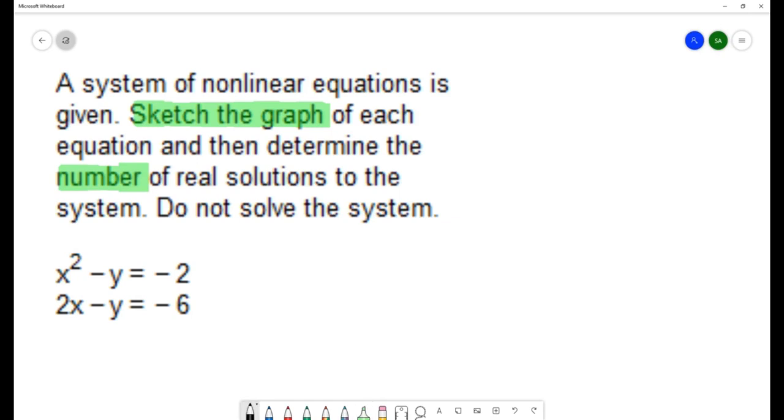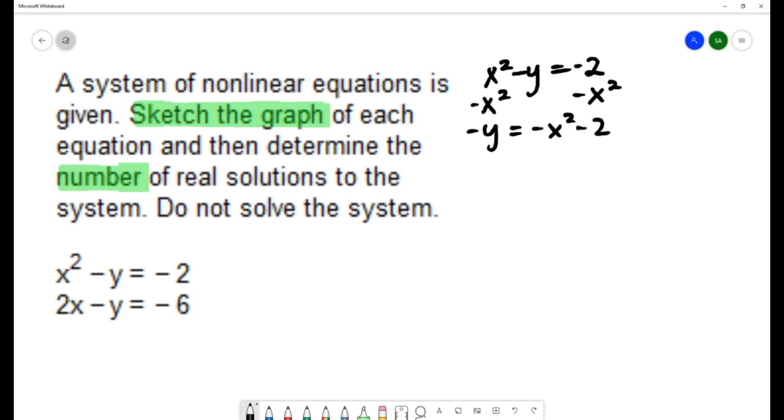So let's start with the equation x squared minus y equals negative 2. It's easier for me to graph an equation if it's in y equals form. So I'm going to subtract x squared on both sides. That gives negative y equals negative x squared minus 2. And I'll divide by negative 1. And I have y equals x squared plus 2. So this is a quadratic equation. And in order to graph it, I'm going to get 3 ordered pairs.